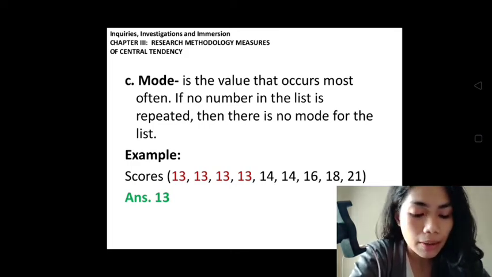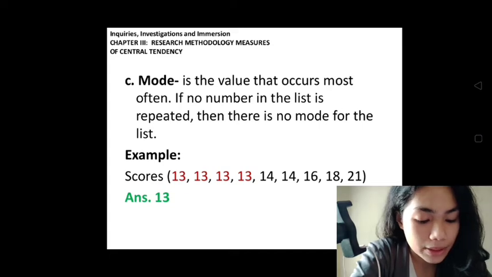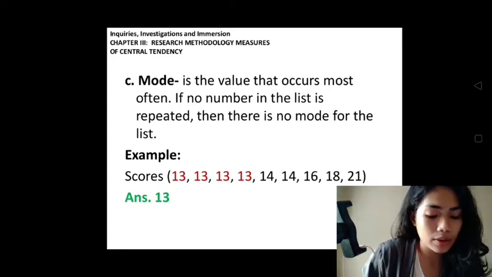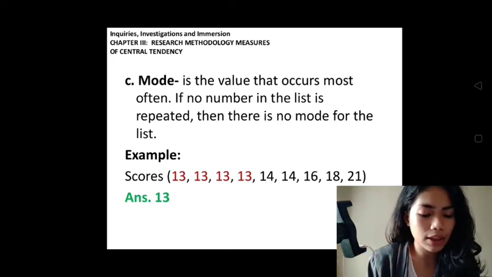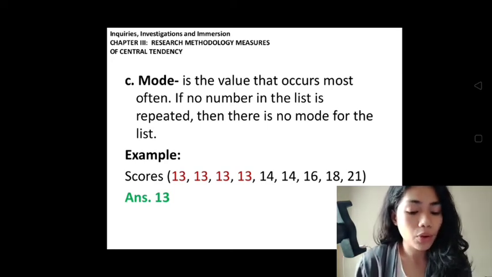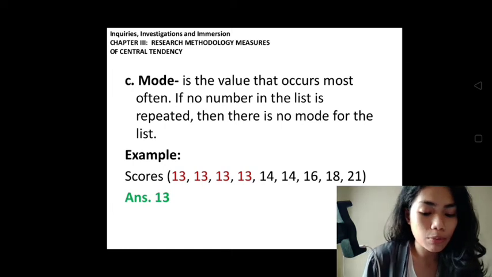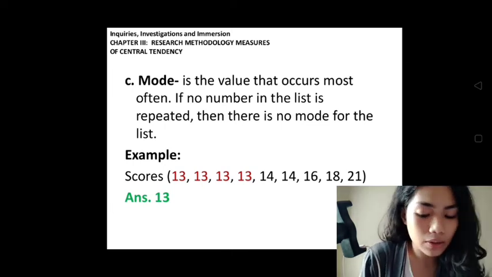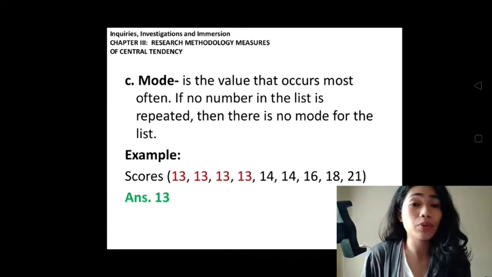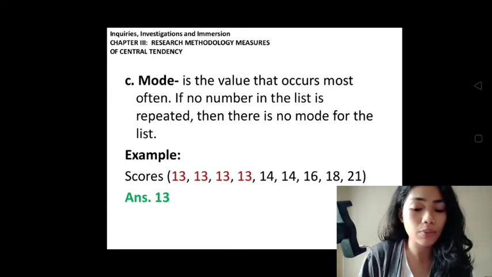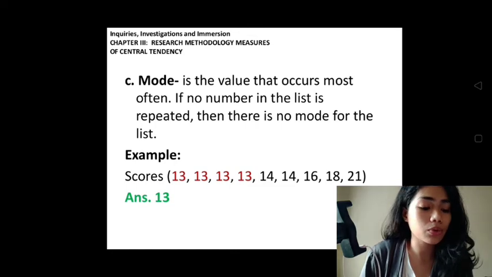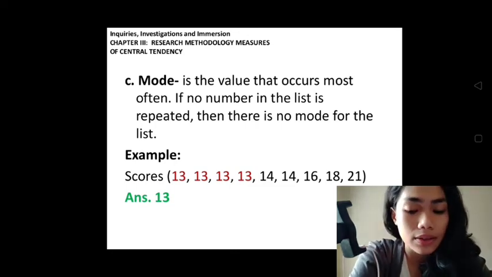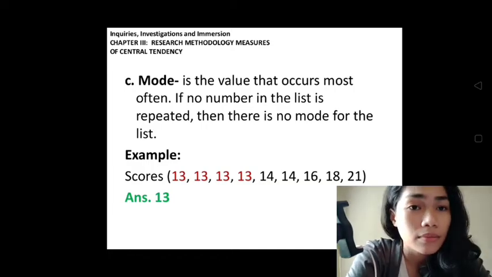So kung ano lang pinaka maraming numbers na repeated numbers, yun yung magiging mode. So, meron tayong 4 na 13 at 2 na 14. Kung ano mas marami, yun yung ating mode. So 13 ang pinakamarami. So the answer would be simply 13. So the mode is the most simple one because we don't need to calculate it. So ganun lang kasimple, and that's all for the measure of central tendency.